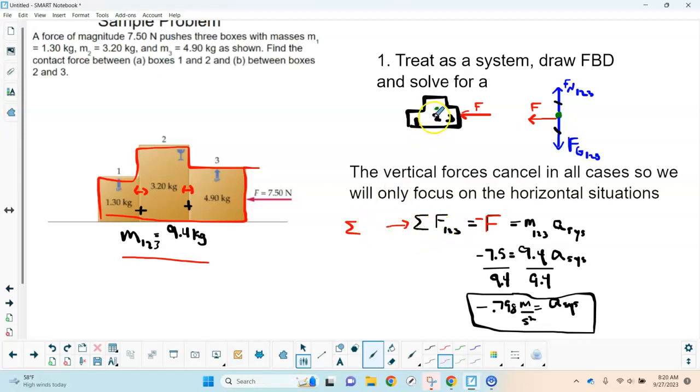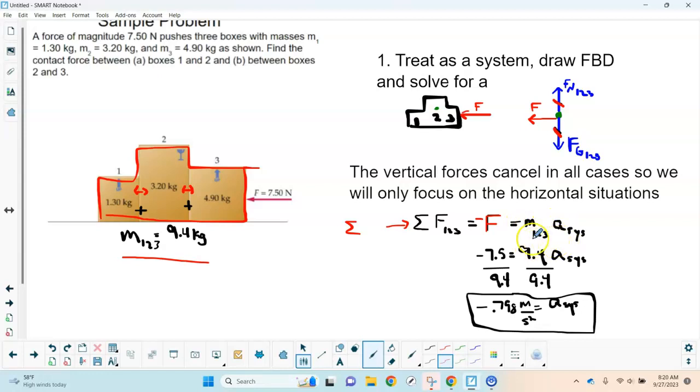So you're adding up all the forces on 1, 2, and 3. The up and down forces cancel, so all we have to worry about is this force F. And I have this force F going to the left, so it's negative. So the sum of the forces, or the net force, is equal to negative F. And then with Newton's second law, we can just say it's equal to MA.